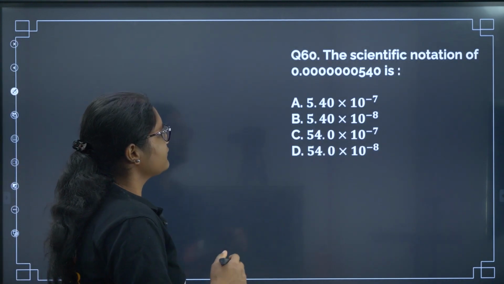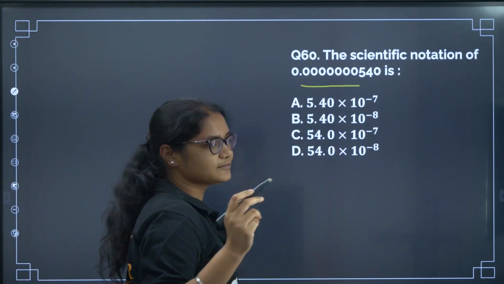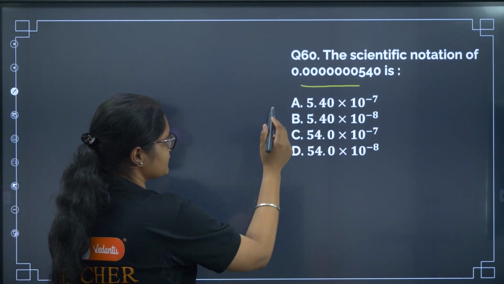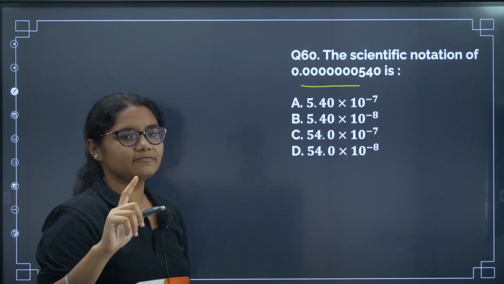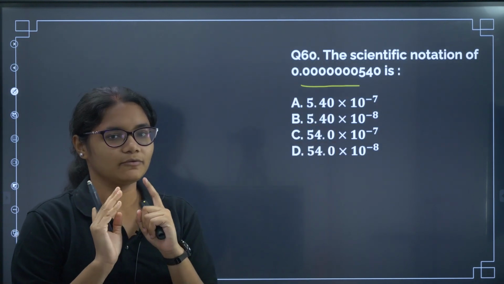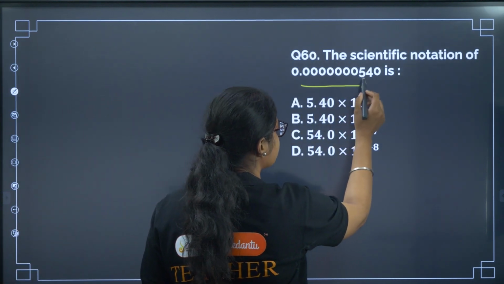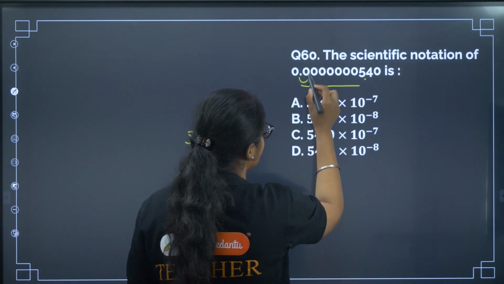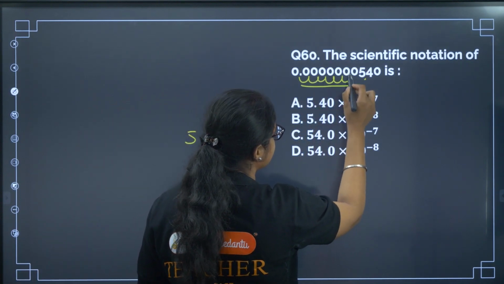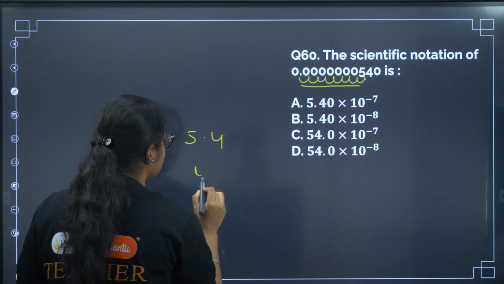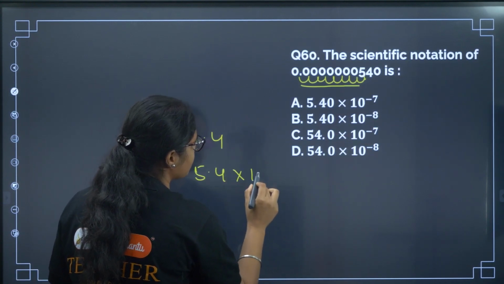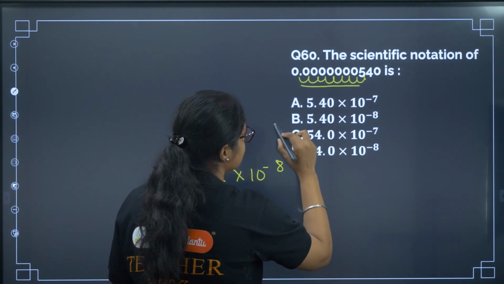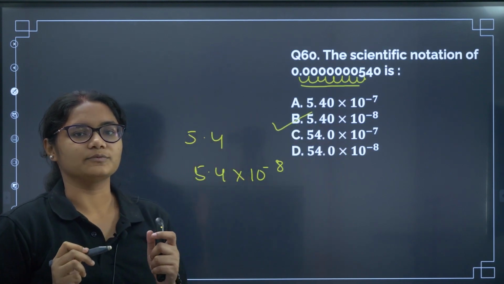Next, the scientific notation of this one. So this is from your first chapter, some basic concepts of chemistry. So in scientific notation, before the decimal you have to keep one number, right? So you have to put the decimal in this position. 5.4 should be there. So how many places? 1, 2, 3, 4, 5, 6, 7 and 8. So the correct answer will be 5.4 into 10 to the power of -8. So the correct answer for this question is option B.